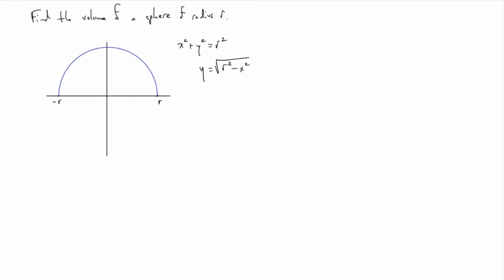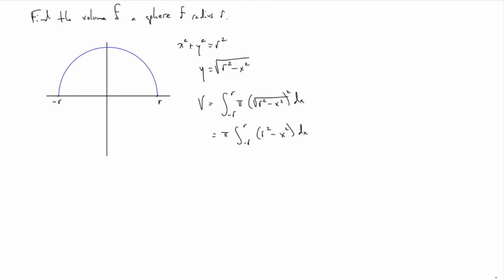And since it has radius r and is centered at the origin, it crosses the x-axis at both r and negative r. And so our formula for the volume tells us that the volume of the sphere is the integral from negative r to r of pi times the function, which is the square root of r squared minus x squared, all squared with respect to x. That simplifies beautifully because the square root of anything squared is just that anything. And now this is very simple to integrate.